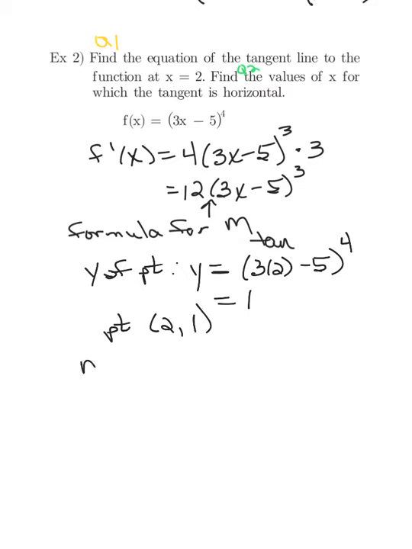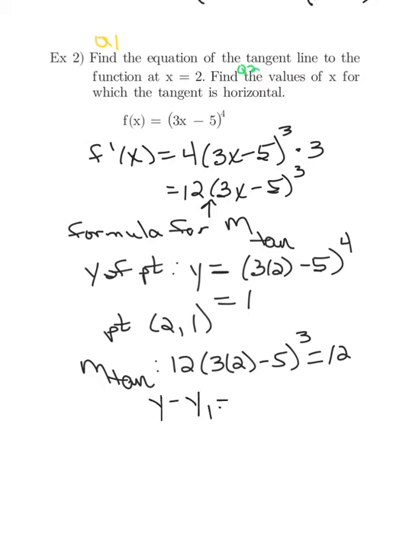To find the slope of the tangent, we are going to put our x value into the derivative. So it'll be 12 times the quantity 3 times 2 minus 5, to the third. The quantity is again going to be 6 minus 5, which is 1. 1 to the third is 1, times 12 is 12. We're going to go into point-slope form for the equation of a line.